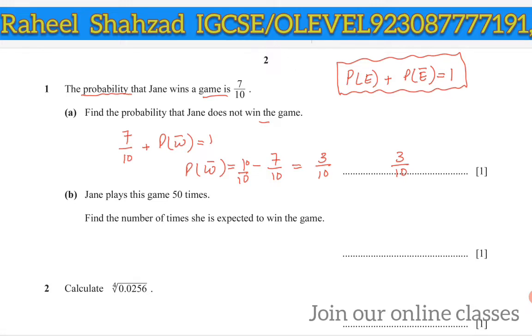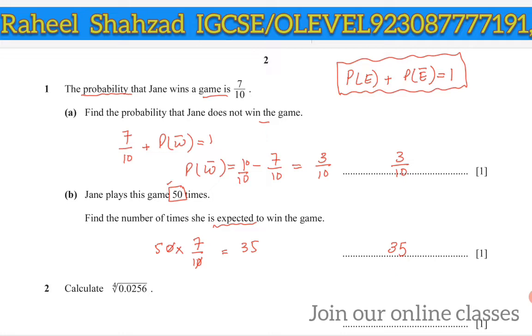Okay. Question number 1, B part, Jane plays this game 50 times. So find the number of times she is expected to win the game. Now, remember, whenever we have such a situation, we will always multiply the number with the probability. So 50 times the probability of winning the game, that is equal to 7 divided by 10. So you can cancel it out. So 7 5s are 35. So this is 35 games that she is going to win, right?